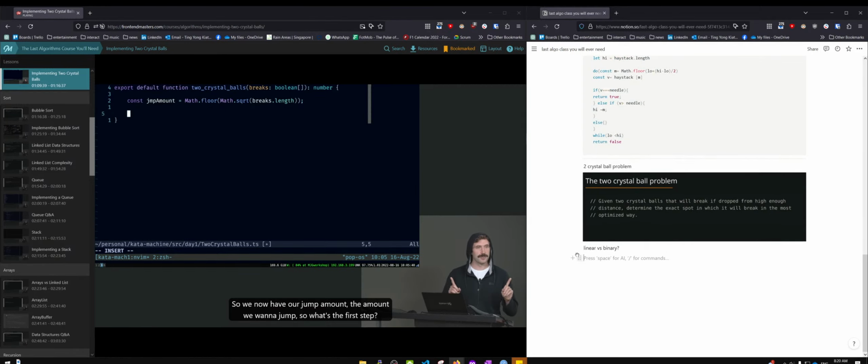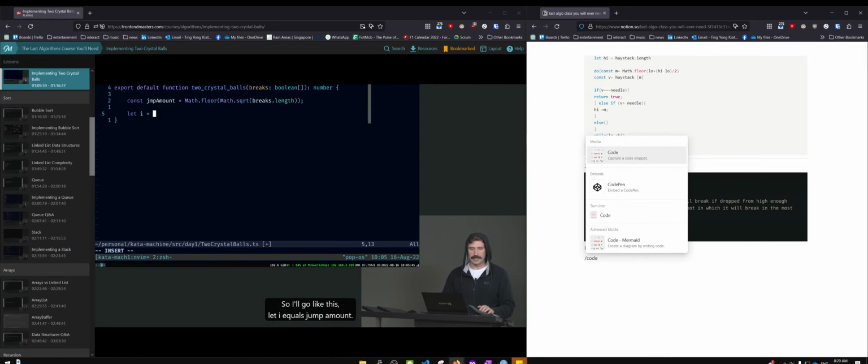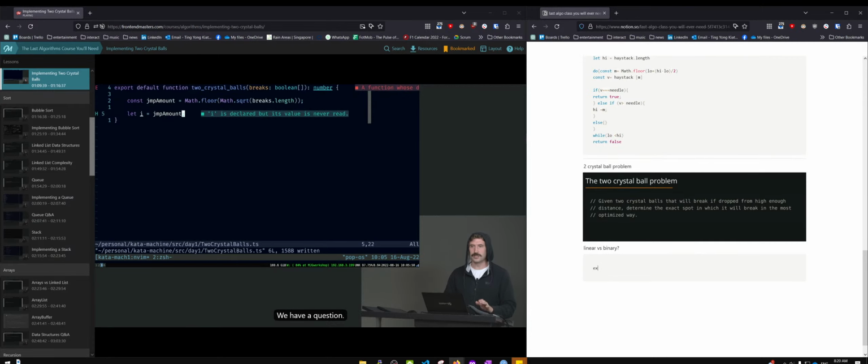So what's the first step? We use our first crystal ball to see where it breaks. So I'll go like this. let i equal jumpAmount. Oh, we have a question. Why suddenly square root and not halving like before?